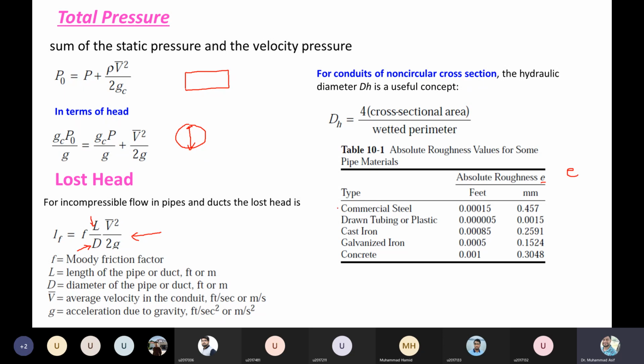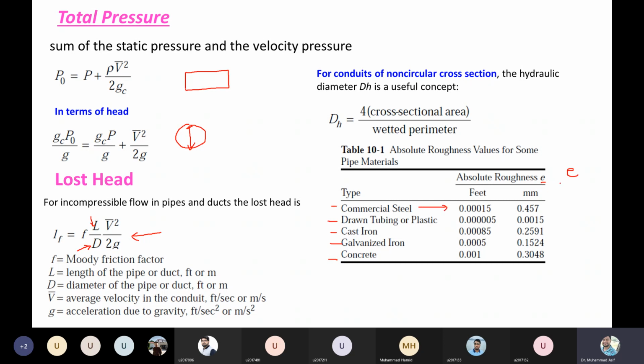For example, you can see here 5 different types of material and pipe. We have commercial steel, drawn tubing or plastic, cast iron, galvanized iron, and concrete. These are the common materials that are used for piping or ducting. You can see the least roughness is from the plastic, and the maximum is from the commercial steel.